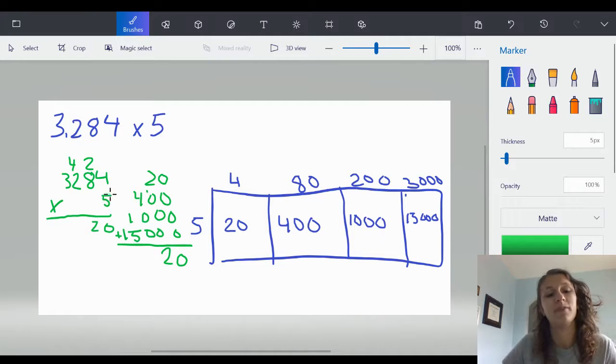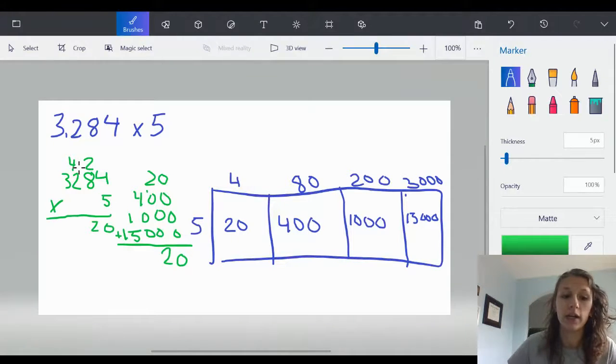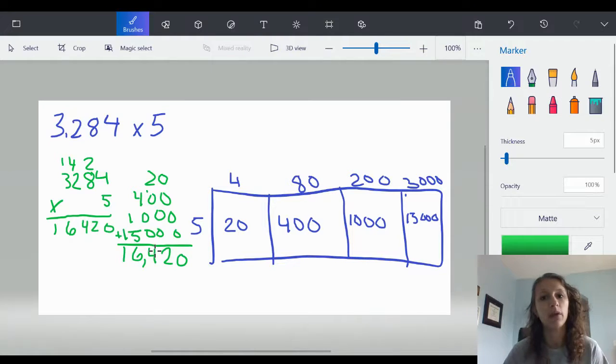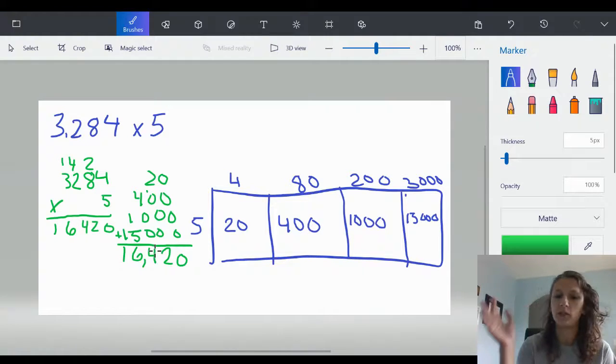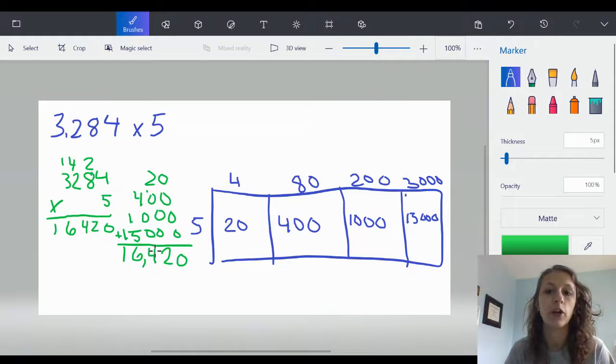2 times 5 gives me 10 hundreds, plus those 4 hundreds from before gives me 14 hundreds. I'm going to bundle that 10 hundreds into 1,000, just like what I did here. Then lastly, 3 times 5 gives me 15 thousands, plus 1 would give me 16 thousands, just like what I have here. So remember, friends, the main difference is that in area model, I multiply, multiply, multiply, multiply, and then I add. And in standard algorithm, I multiply, add, multiply, add, multiply, add, multiply, add. Both are great strategies to help you solve these multiplication problems.